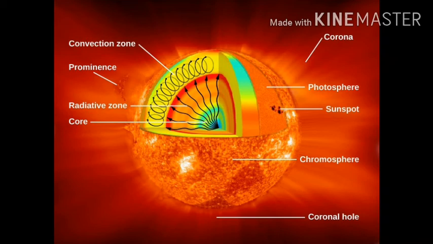And some more important points: plages and sunspots. What is that? The surface of the sun is continuously changing. There are some bright spots on the surface of the sun, known as plages, and the dark spots, which you can see in the picture, are known as sunspots.